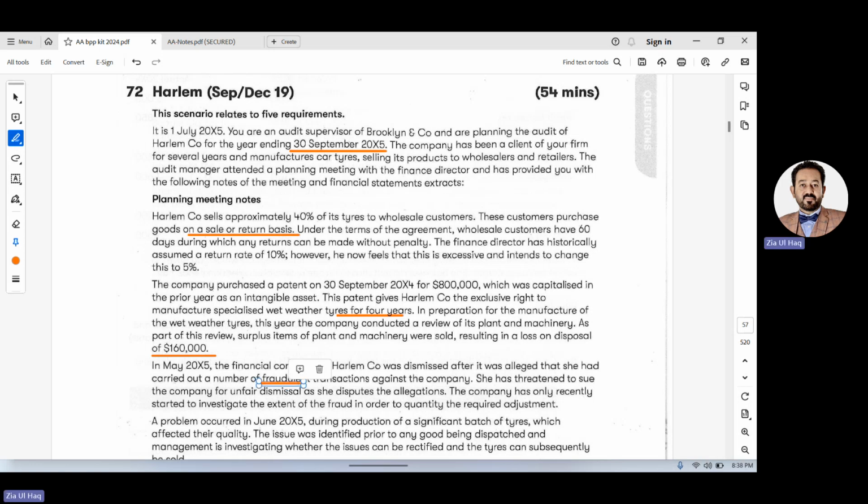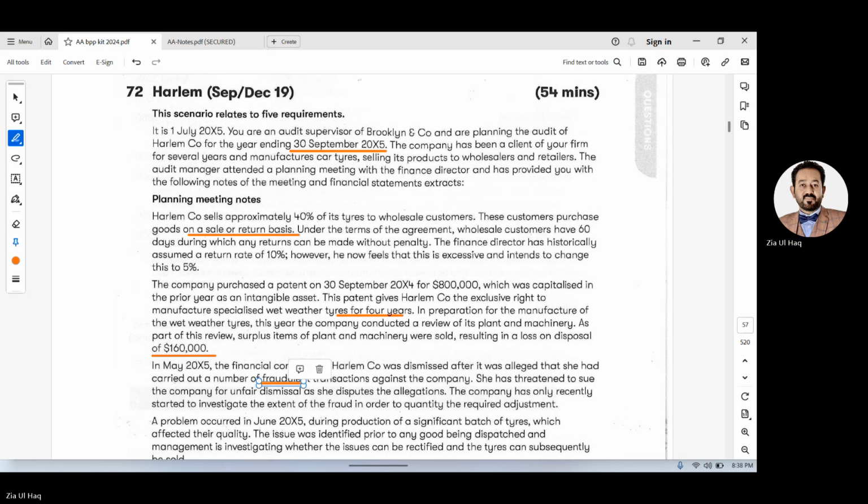She has threatened to sue the company for unfair dismissal as she disputes the allegation. The company has only recently started to investigate the extent of the fraud in order to quantify the required adjustment. This means the fraud adjustment is not done, and she is going to sue for unfair dismissal. So there should be chances of a provision or contingent liability as per IAS 37.